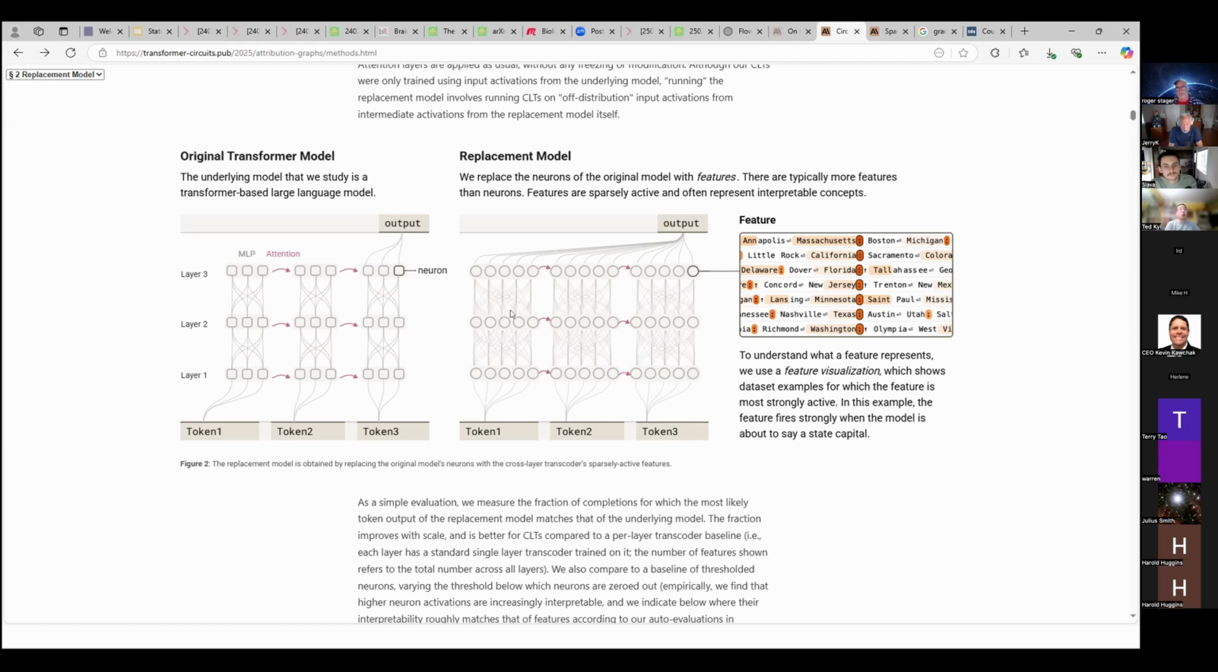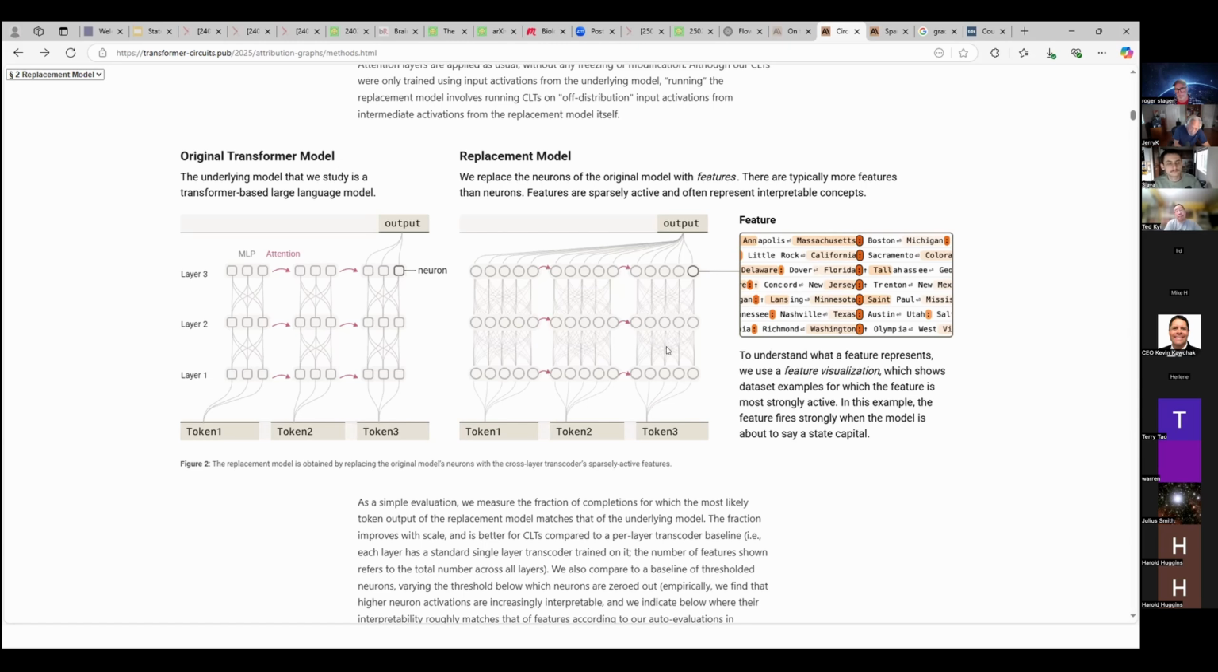Okay, so the idea now is we've taken all of the MLPs away and we've replaced them with the outputs from our cross-layer transcoder. We're going to say CLT from now on, just because cross-layer transcoder is kind of a mouthful. So we build a replacement model where we've replaced the MLPs with our CLT, but otherwise left everything else in place, the attention layers and everything else that the model does.